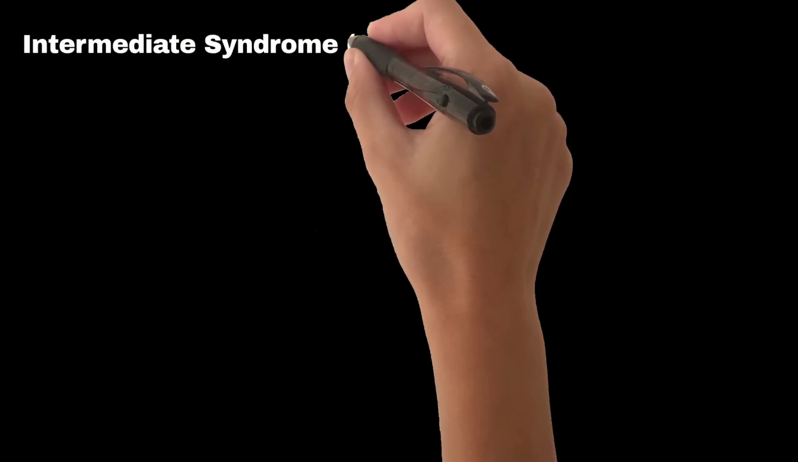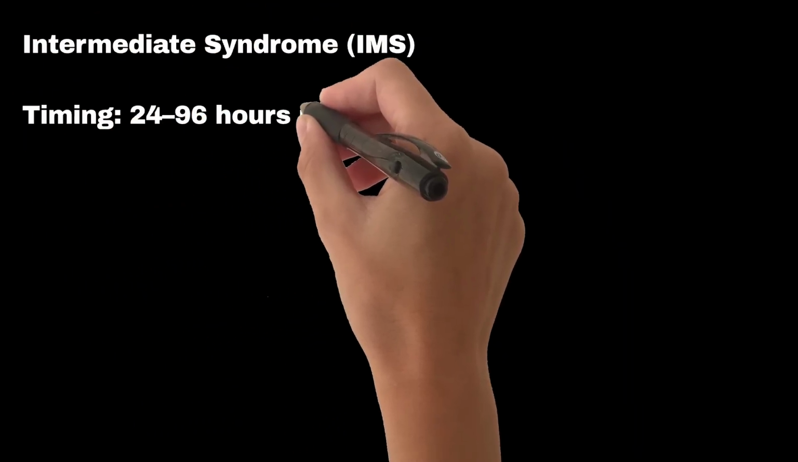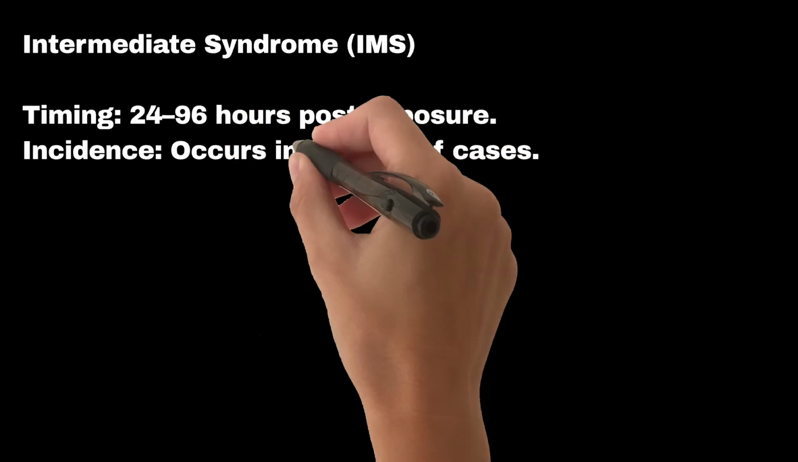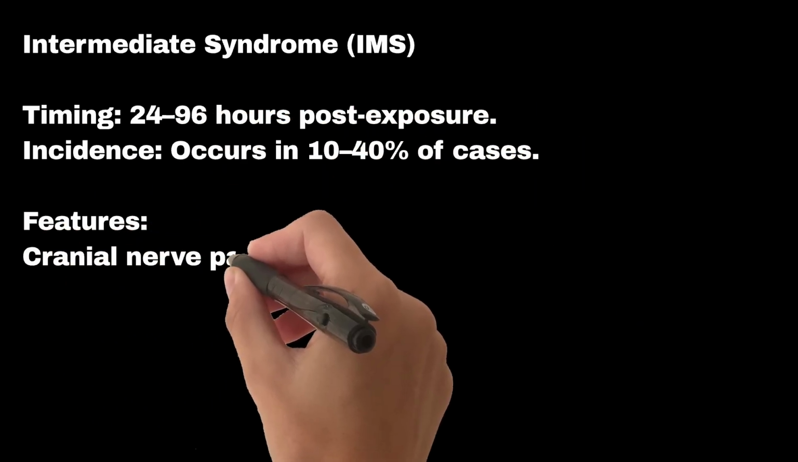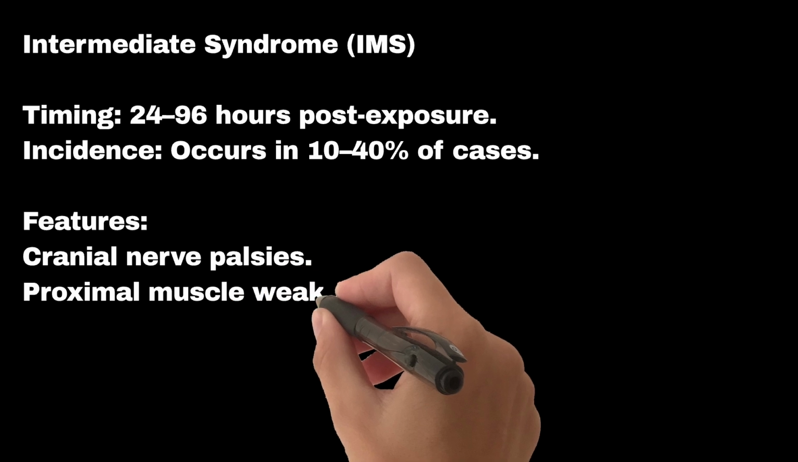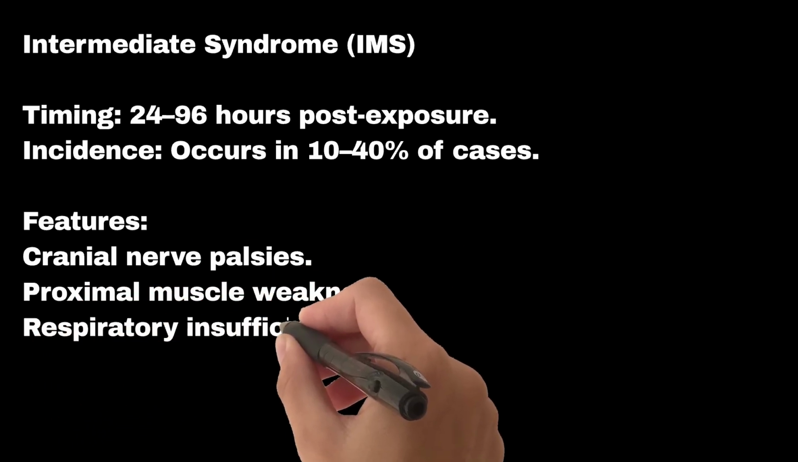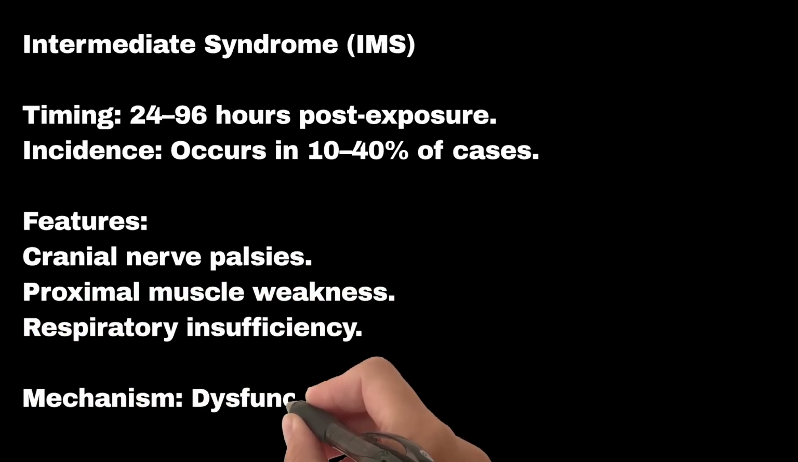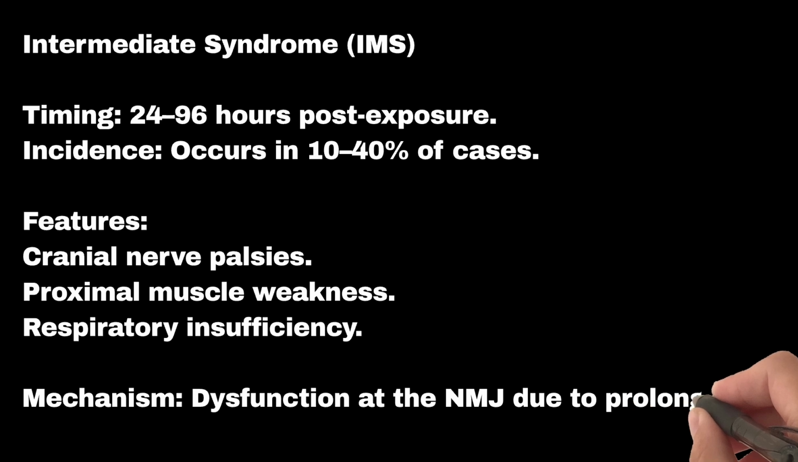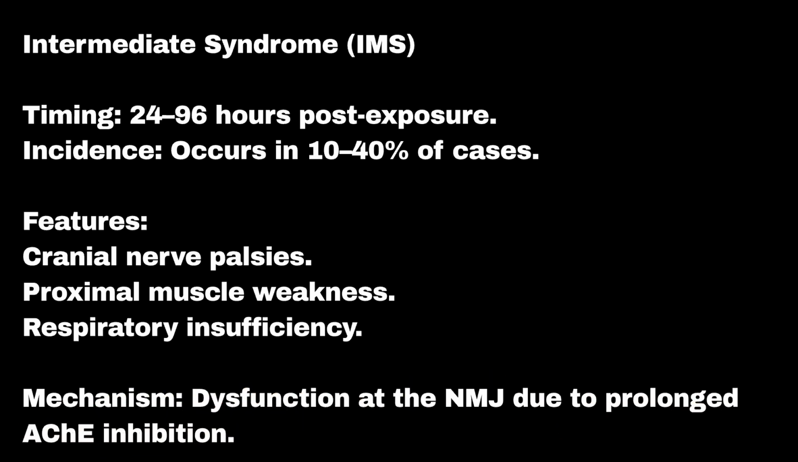Intermediate syndrome. Timing: 24 to 96 hours post-exposure. Incidence: occurs in 10 to 40% of cases. Features: cranial nerve palsies, proximal muscle weakness, respiratory insufficiency. Mechanism: dysfunction at the NMJ due to prolonged AChE inhibition.